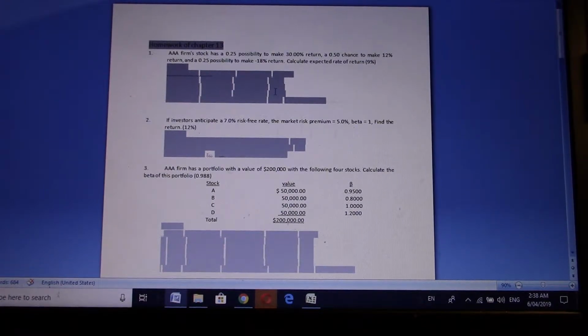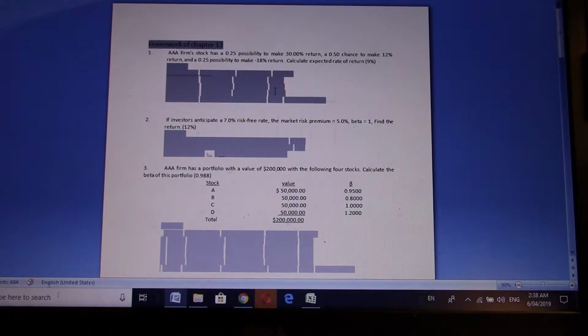Hi class, I'm making a video of the homework for chapter 13. You can use the calculators for expected returns, two-stock portfolio, and CAPM models. It's quite convenient to use the calculators. Okay, let's start with the first question.